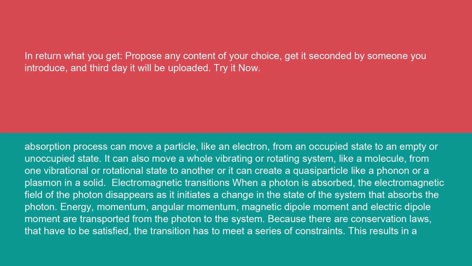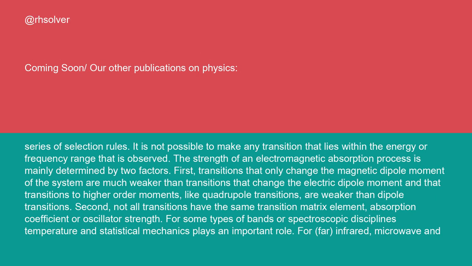Electromagnetic transitions: when a photon is absorbed, the electromagnetic field of the photon disappears as it initiates a change in the state of the system that absorbs the photon. Energy, momentum, angular momentum, magnetic dipole moment, and electric dipole moment are transported from the photon to the system. Because there are conservation laws that have to be satisfied, the transition has to meet a series of constraints. This results in a series of selection rules. It is not possible to make any transition that lies within the energy or frequency range that is observed.